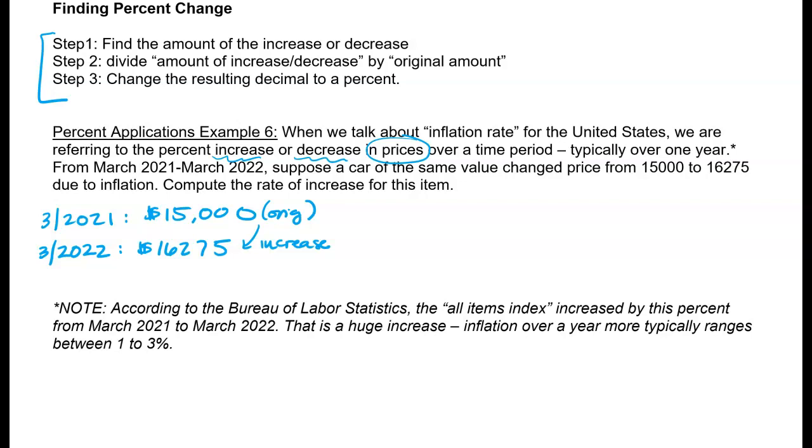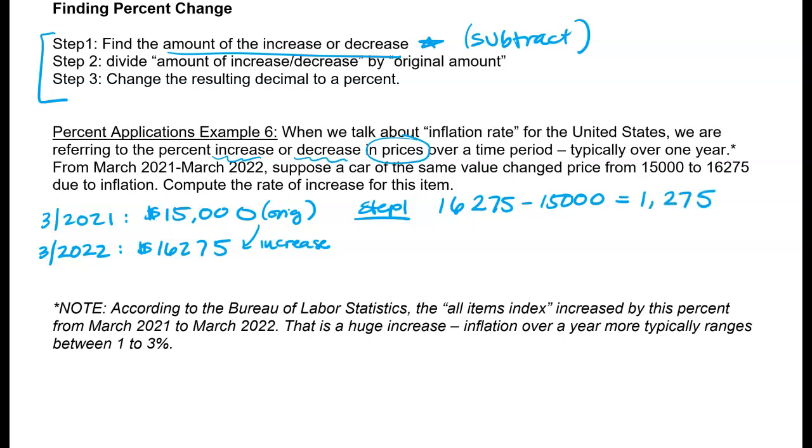That way, when you look at your answer at the end, you can make sure that you see that increase and you know that that number represents an increase. And so step 1, coming up here to the top, find the amount of increase or decrease. And the way we're going to do that is we're just going to subtract the two numbers. So I'm going to take $16,275 minus $15,000, and we're going to get $1,275, and that is our increase. So this is the increase amount.